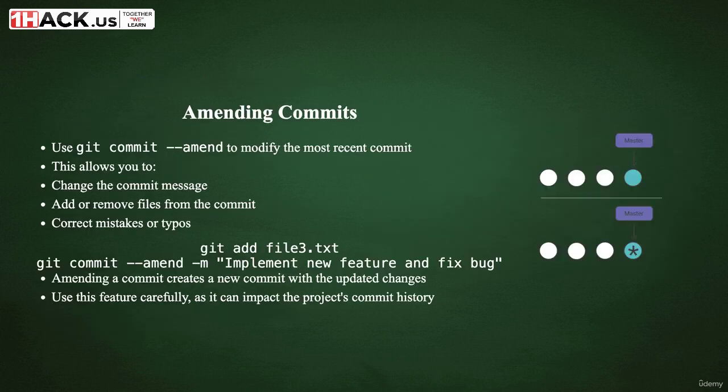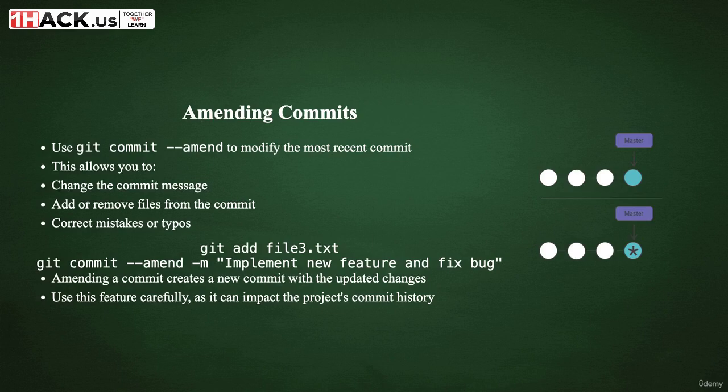Sometimes, after creating a commit, you may realize that you need to make a change to it. This is where the git commit --amend command comes in handy. The git commit --amend command allows you to modify the most recent commit. This can be useful if you need to change the commit message, add or remove files from the commit, or correct any mistakes or typos. When you run git commit --amend, it will create a new commit with the updated changes, replacing the previous commit.